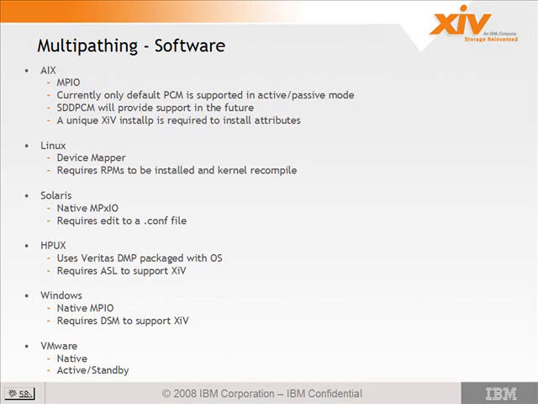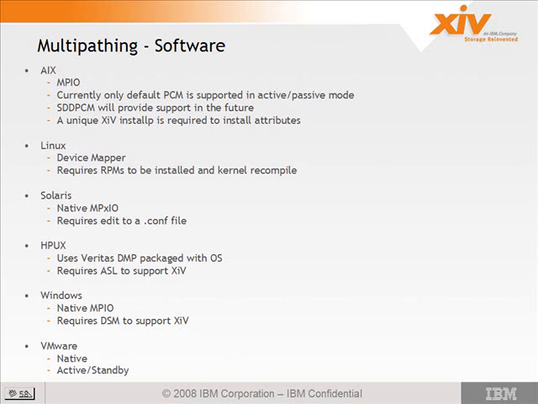For AIX, we have MPIO. We use the default path control module, which currently is only supported in active passive. So for AIX, we don't currently have a dynamic multipathing solution. The multipathing is active passive. There are plans in the roadmap that STD PCM will pick up support, but that is not currently available. And in order to add the XIV unique device type attributes, there's an install P that you'll need to get, or your customer will need to get and install.